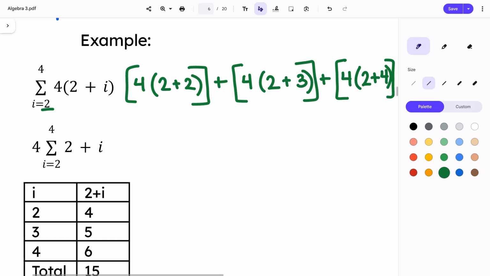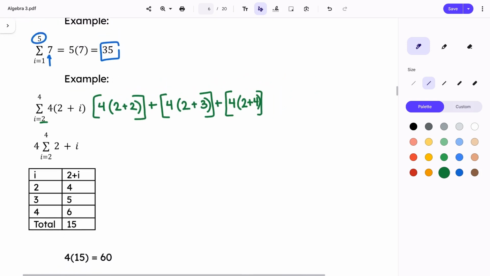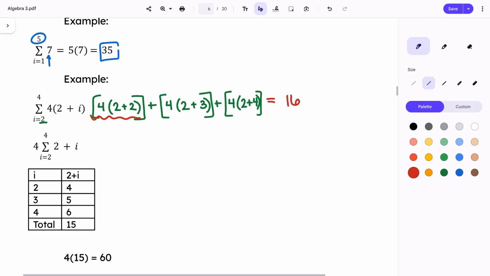Okay, so let's work with this here. What would be the answer to this first one? If I just focus on that piece on the inside there, 2 plus 2, and then times 4 would be what? 16. 2 plus 3 times 4? 20, and then the last one is 24. So if we add those together, we get 60. So that would be the final answer, because you're adding up all the terms within your sum series.